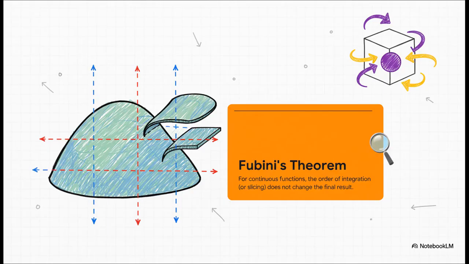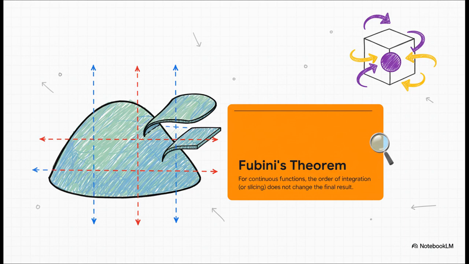And this is the awesome guarantee Fubini's theorem gives us. It says that as long as our function is continuous, no crazy jumps or holes in the surface, it does not matter which way you slice it. The final volume you calculate will be exactly the same. So what does that mean for us? It means we can always choose the order of integration that makes the math the simplest.